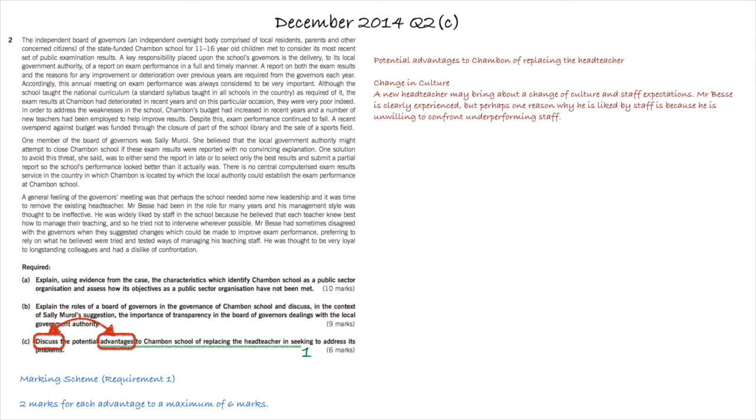A new head teacher may bring about a change in culture and staff expectations. Looking at the scenario, we can see that Mr. Bess is clearly experienced, but perhaps one of the reasons he's liked by staff is because he's unwilling to confront underperforming staff. We're told at the end of the scenario that he doesn't like confrontation. So perhaps that's a problem.